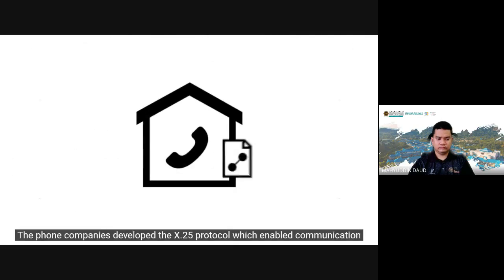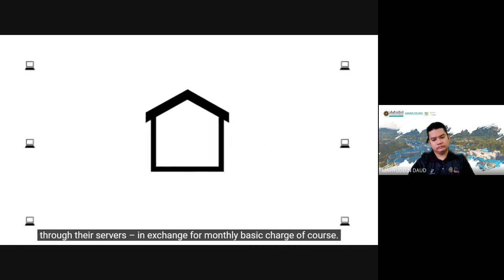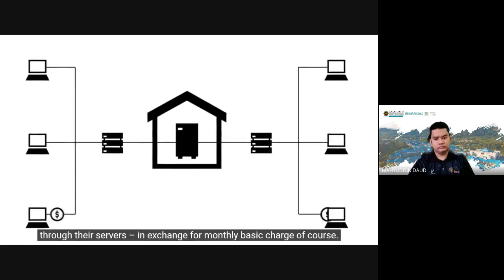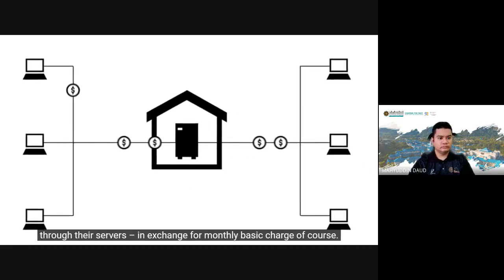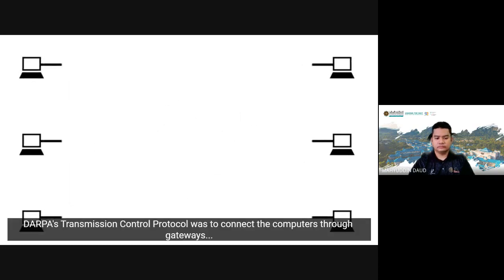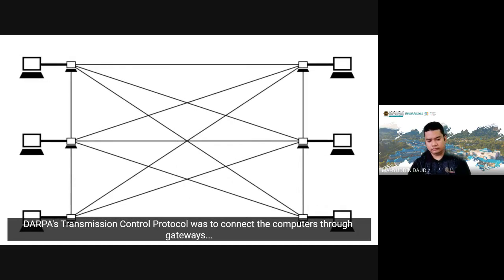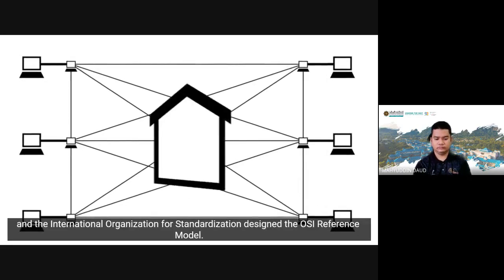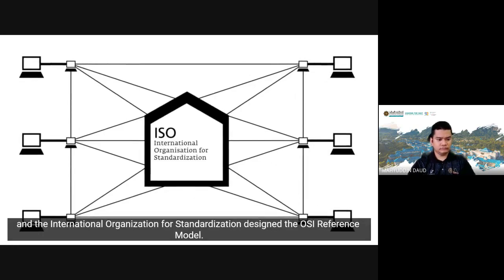The phone companies developed the X.25 protocol, which enabled communication through their servers, in exchange for a monthly basic charge, of course. DARPA's transmission control protocol was to connect the computers through gateways. And the International Organization for Standardization designed the OSI reference model.